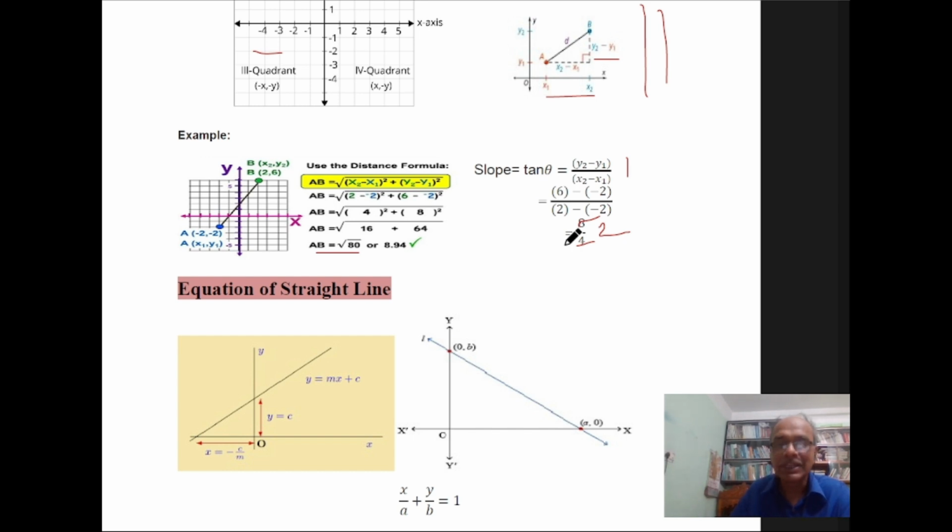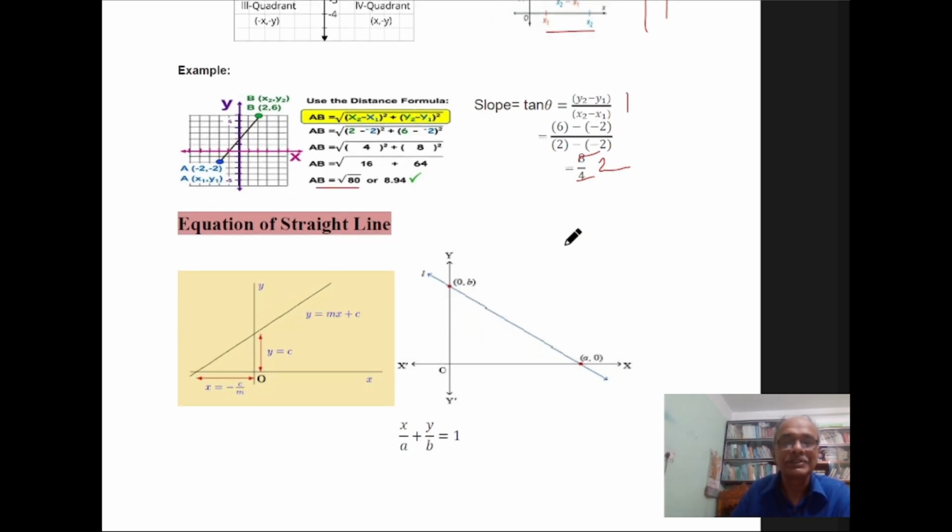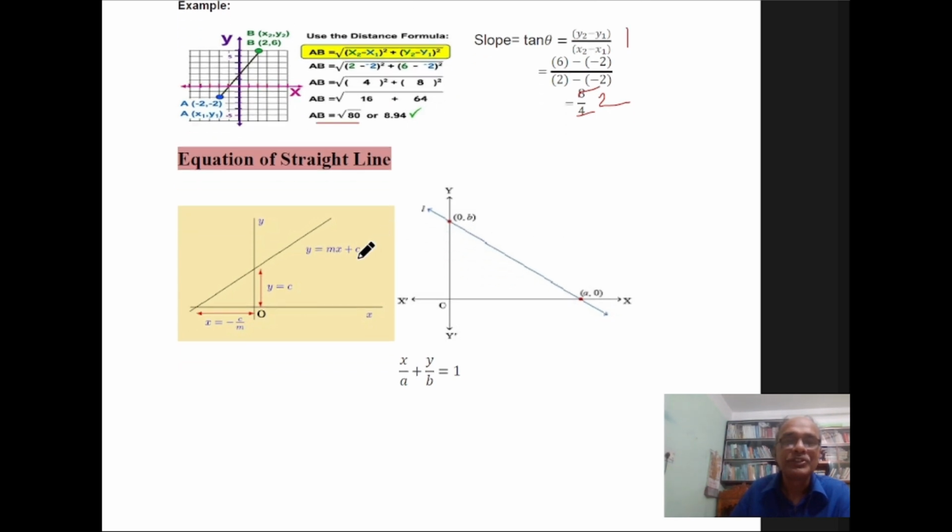Now we will discuss some equations for a straight line. Straight line, this is y equal to mx plus c. It is very much required to know that, for motion of a particle in one-dimensional motion, two-dimensional motion. Here it is very much required. So here you see y equal to mx plus c. Y equal to mx plus c is the simple equation of the straight line.